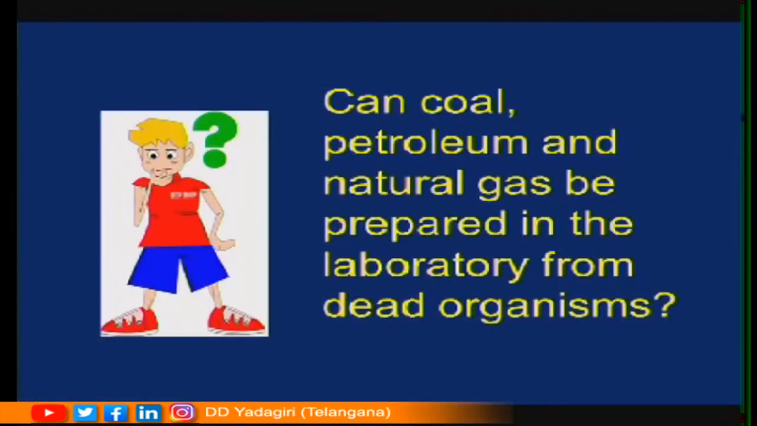Now, can coal, petroleum and natural gas be prepared in the laboratory from dead organisms? No, we cannot prepare petroleum and coal in the laboratory. Why? Because we already discussed they are fossil fuels. They are prepared from the dead materials of plants and animals. Now, children, let us learn the formation of coal and petroleum.